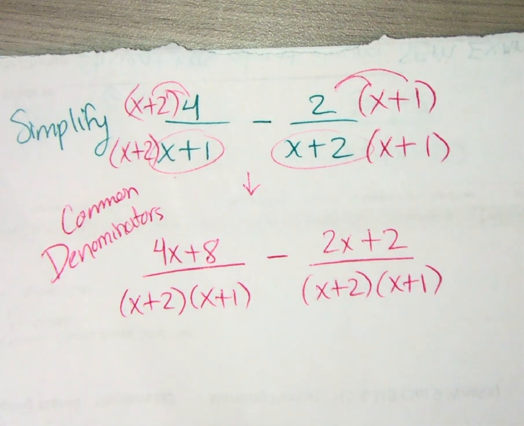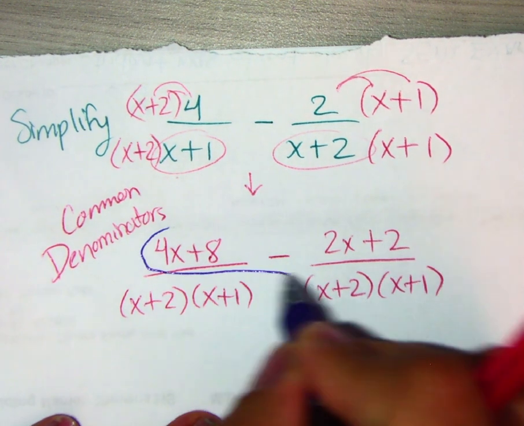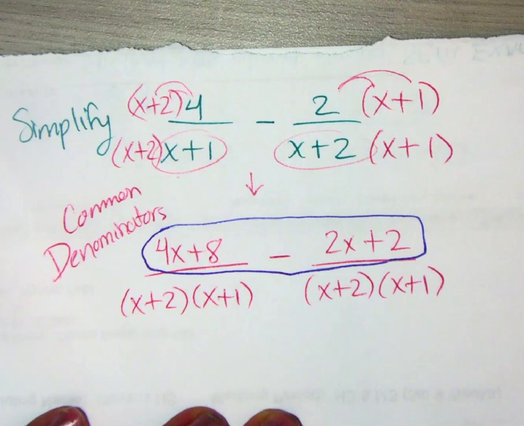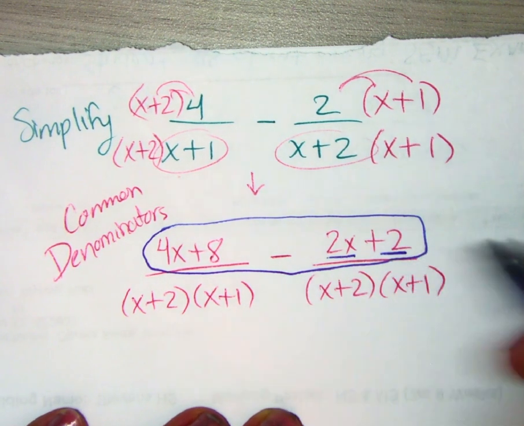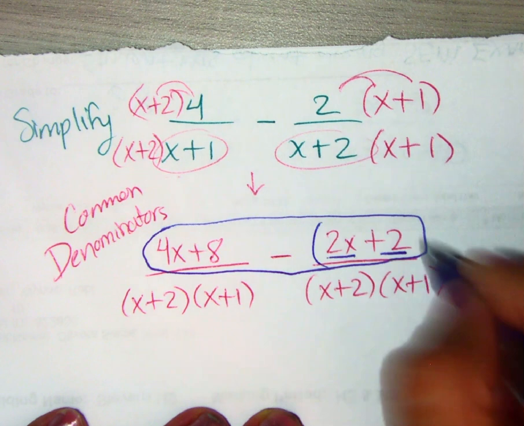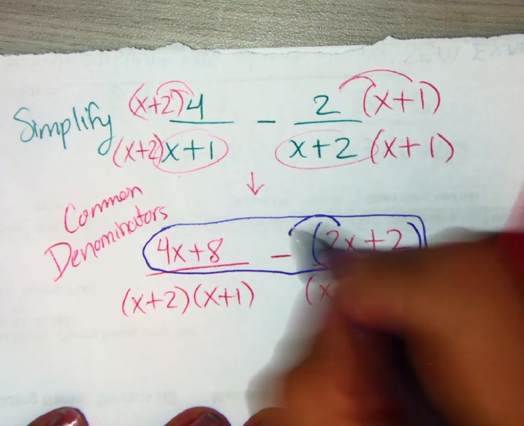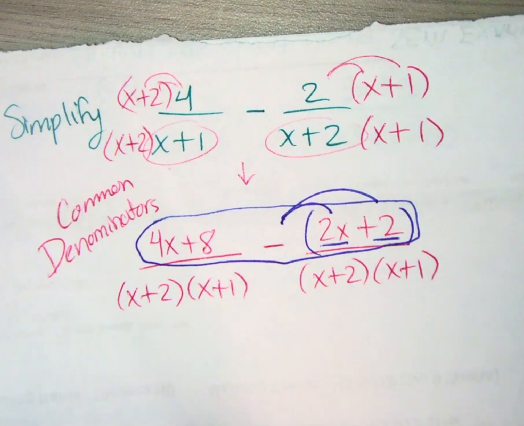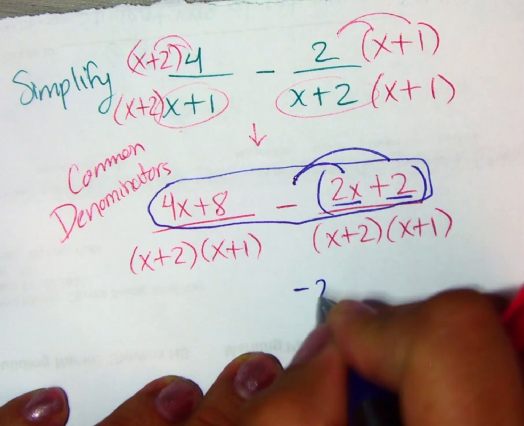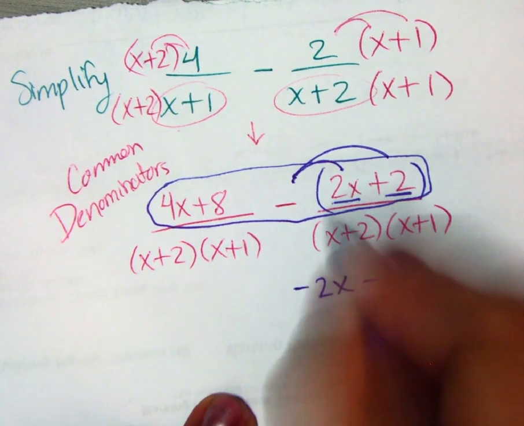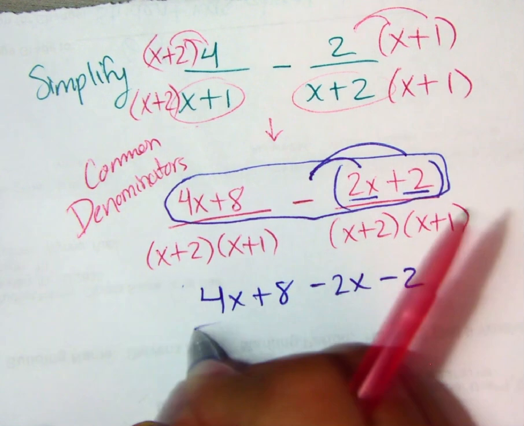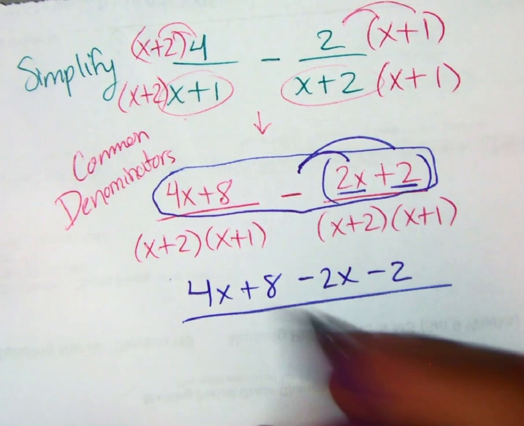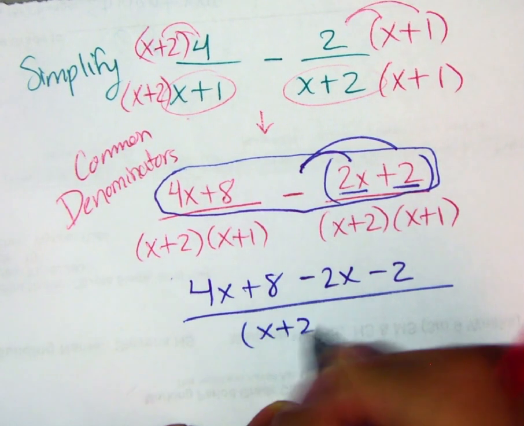So now that you have common denominators, you're going to focus on the numerators, and you're going to subtract these numerators. Now, the thing you need to remember here is that you're subtracting each part. So it's easier if you put parentheses around this and distribute the negative in. So you can understand that you actually have negative 2x minus 2 for that part. And then you're combining it with 4x plus 8. So all of that is over the factors x plus 2 and x plus 1.